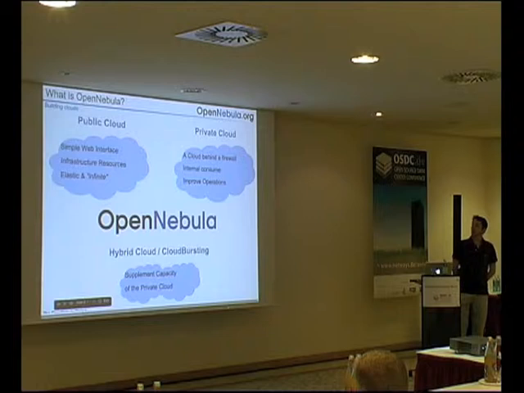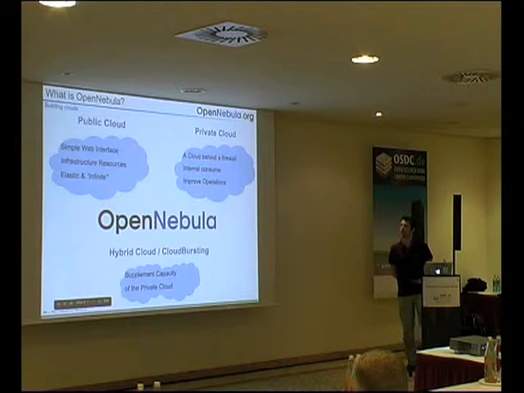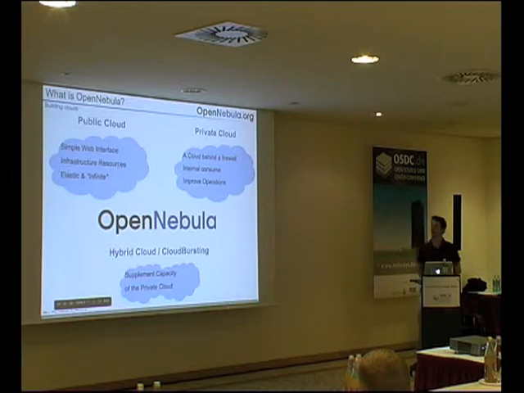So these are the three types of clouds that OpenNebula can build. So public cloud is a private cloud with a simple web interface that gives infrastructure resources in an elastic and, this is an illusion, infinite manner. So the end user doesn't care about what's the capacity of the cloud he's using. He just launches virtual machines, and OpenNebula manages the infrastructure, so the resources are used in an optimized way.